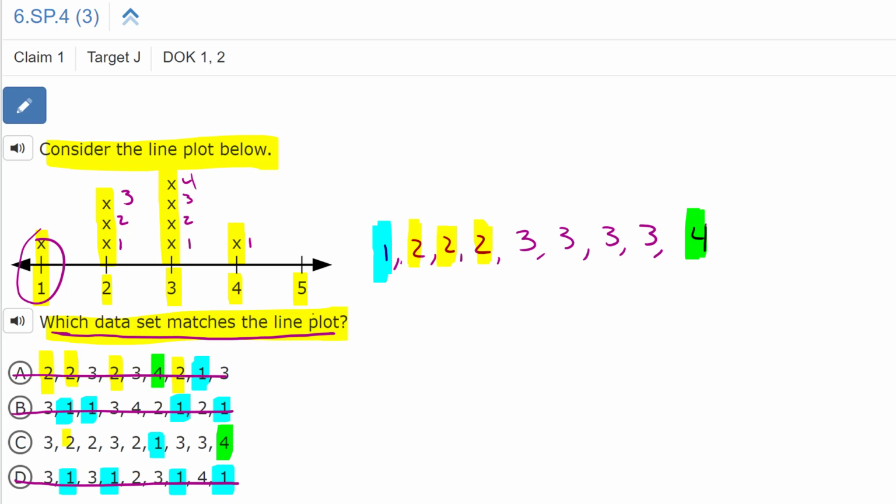Let's double check the number of 2s. There's 1, 2, 3 2s. That's what I was looking for. And then for the number of 3s, there's 4 3s right here. There's 4 of them. And there's 1, 2, 3, 4. So C is the data set that matches the line plot.